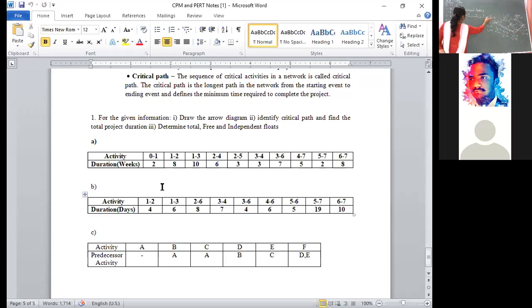Whatever the duration, it is in weeks, write it down. Finally, after adding all these values, you will get 27. That is your total project duration. Total project duration is equivalent to 27 weeks. In the final examination, after doing all this, how many marks are you going to get? 6 marks. Total project duration is equal to 27 weeks.